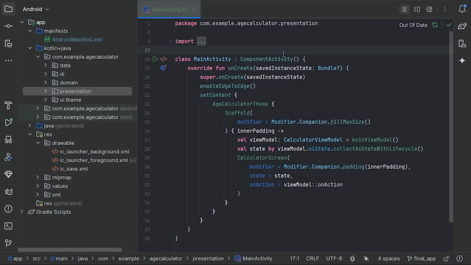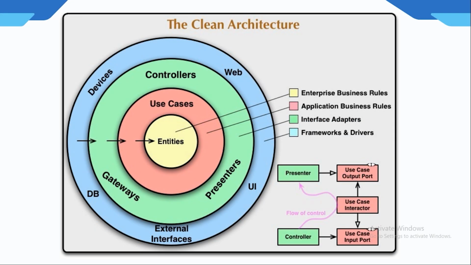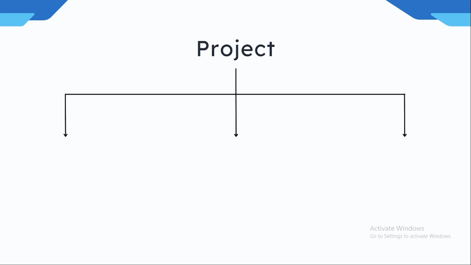Now let's also have a brief on clean architecture. Clean architecture is a software design philosophy that aims to create scalable, maintainable and testable code. It separates an application code into distinct layers, each with a specific responsibility, making the code easier to understand, maintain and test. We divide our whole code base into three layers in clean architecture.